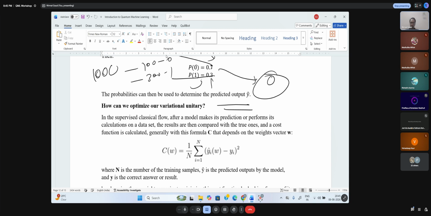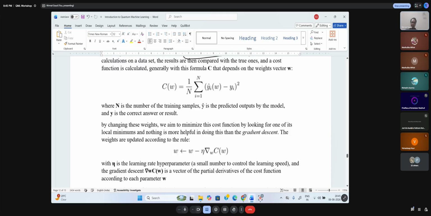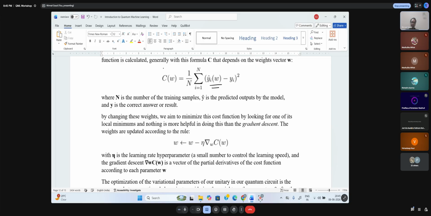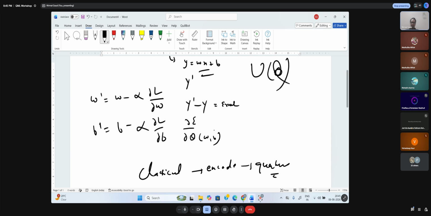We can optimize this variational unitary using the error between the prediction and the actual value, the squared error, the average error, the mean square error. Here n is the number of training samples, y dash is the prediction, and y is the correct value. This is not a new thing. I already mentioned it here: error, y dash minus y. That's the same thing they are mentioning.